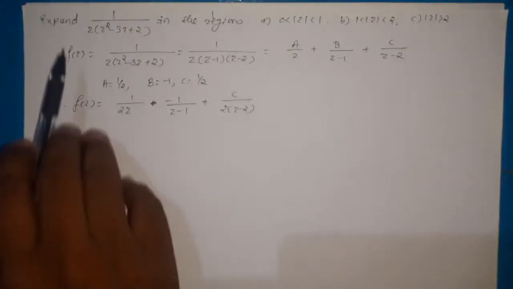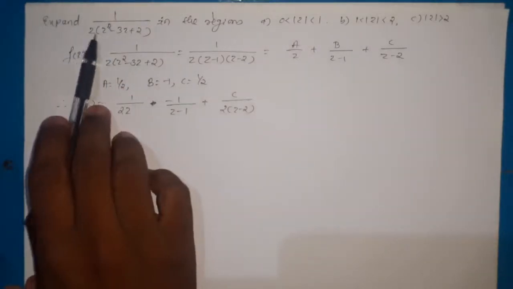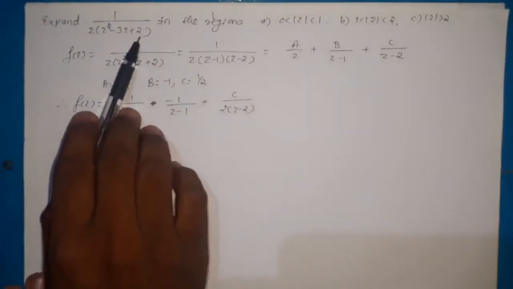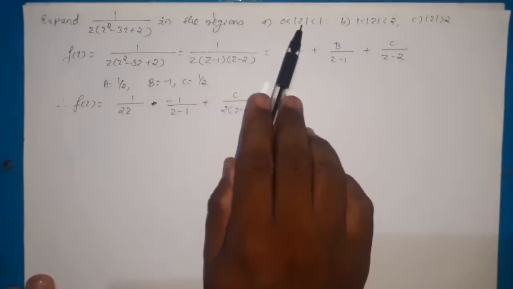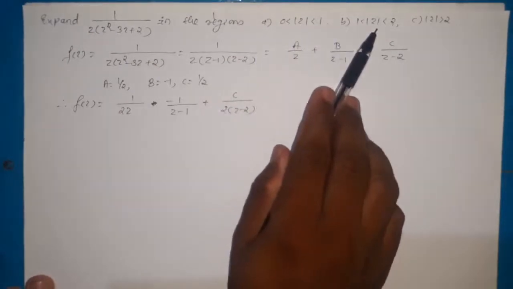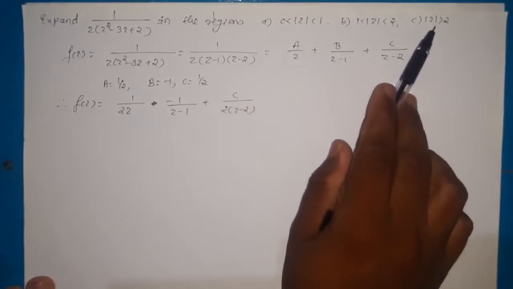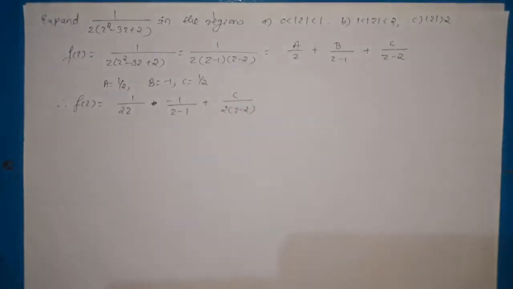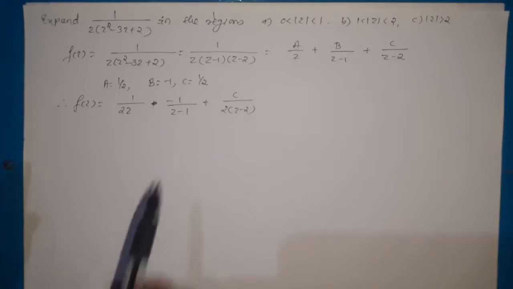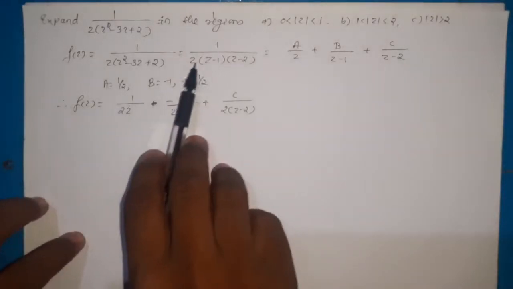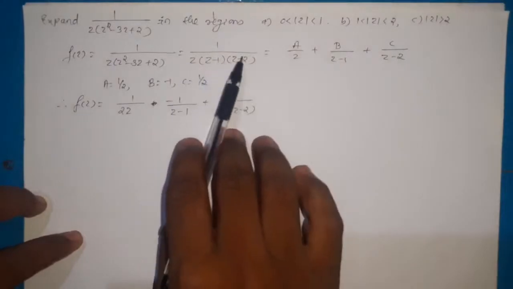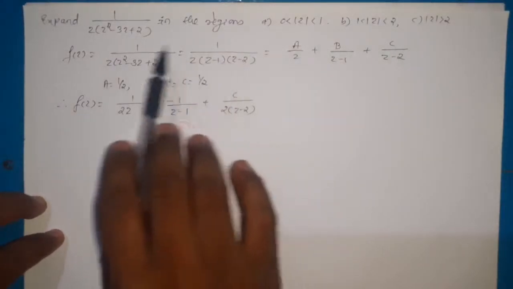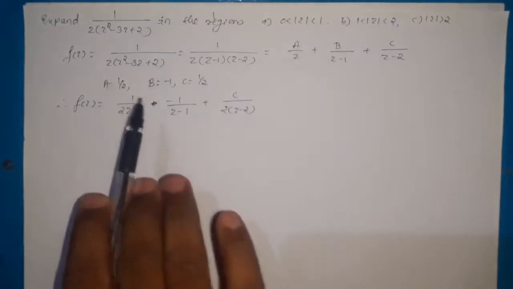Next example, expand 1 divided by z into z square minus 3z plus 2 in the regions 0 less than mod z less than 1, 1 less than mod z less than 2, mod z greater than 2. So here also we need to factorize the denominator, then separate the fractions by using the partial fraction. So therefore that f of z will be equal to 1 divided by z into z minus 1, z minus 2. These two are the factors of this quadratic equation.